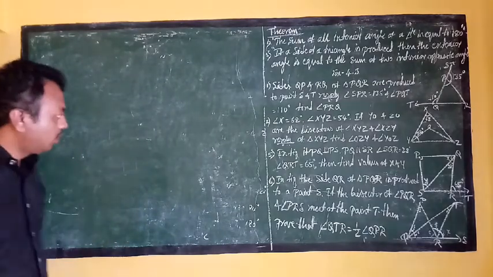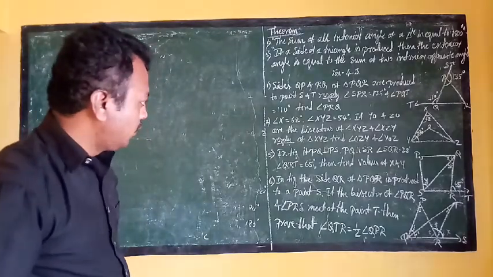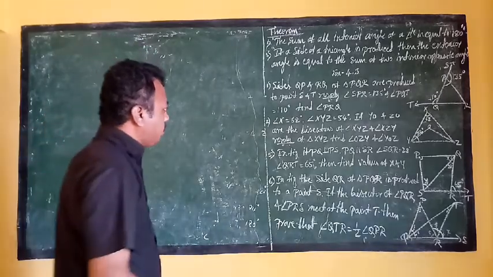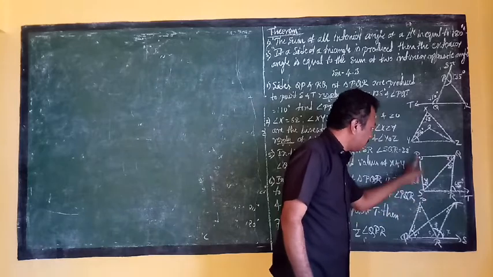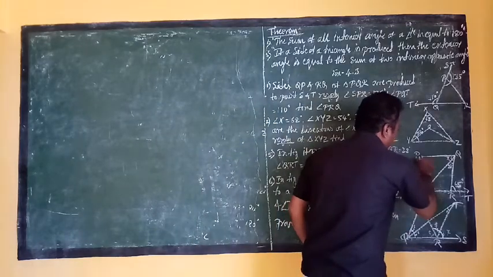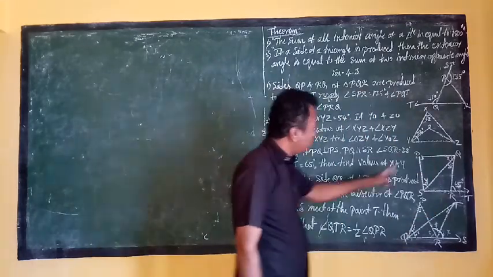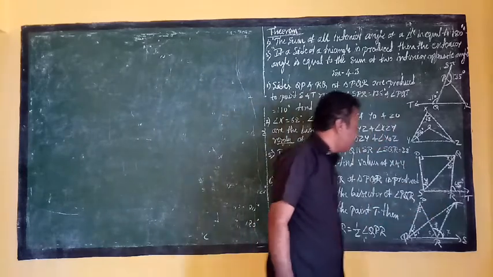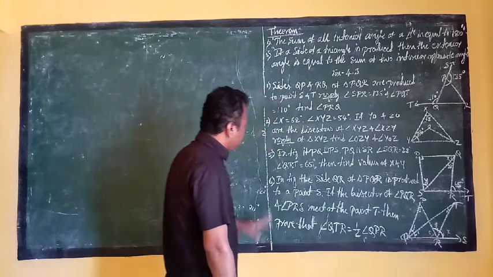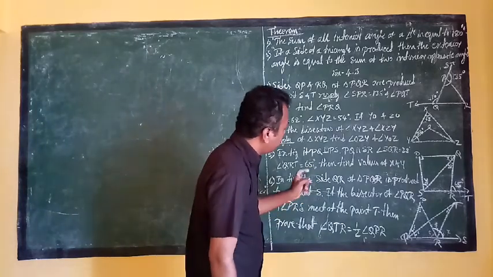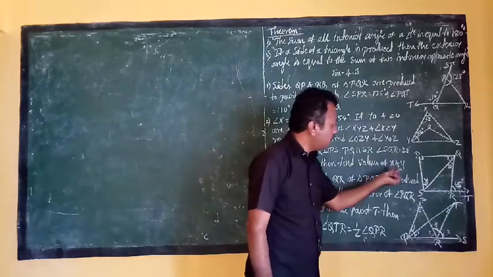What is question number 5? In the figure, PQ is perpendicular to PS. That means it becomes 90 degrees. Now, PQ is parallel to SR. Angle SQR is equal to 28 degrees and QRT is equal to 65 degrees. Find the value of X and Y.